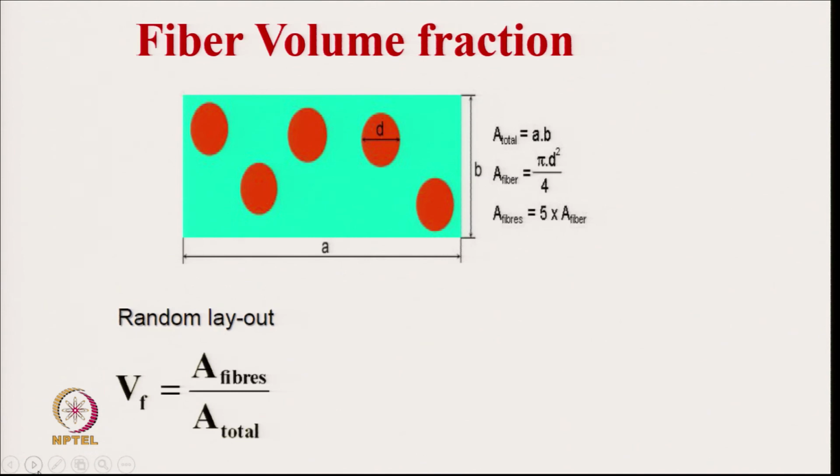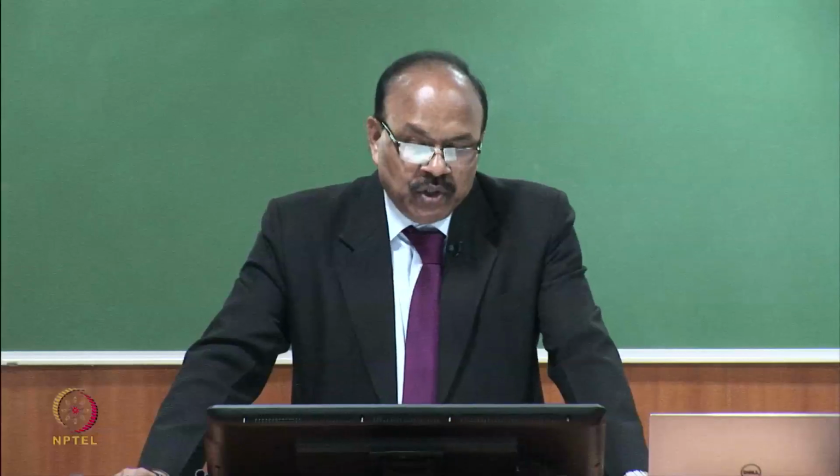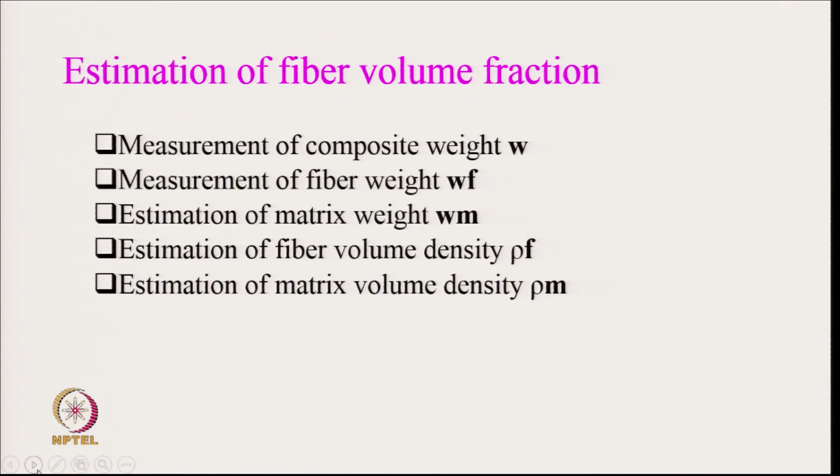Fiber volume fraction is one of the most important parameters in textile structural composite manufacturing, which is defined as the area of the fiber divided by the total area. Here in this case we call it the total volume of the fiber in the total volume of the composite material. So, the volume of the fiber plus the volume of the matrix constitute the total volume of the composite material. It is important to know how this fiber volume fraction is calculated.